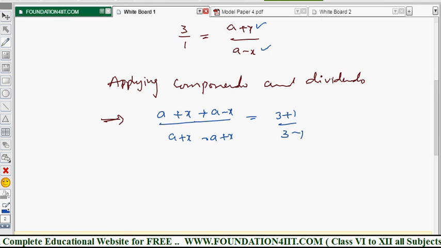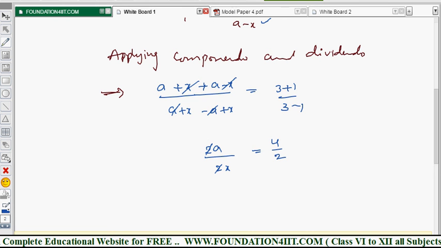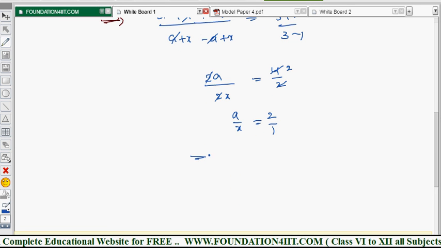To simplify, getting some cancellations, this is 2a by 2x, the minus cancels, equals 4 by 2. Then 2s get cancelled, and 2 ones are 2, 2 twos. Finally a by x is equal to 2 by 1. Then from this x is equal to a by 2. So the value of x is a by 2. So we can solve this problem this way.